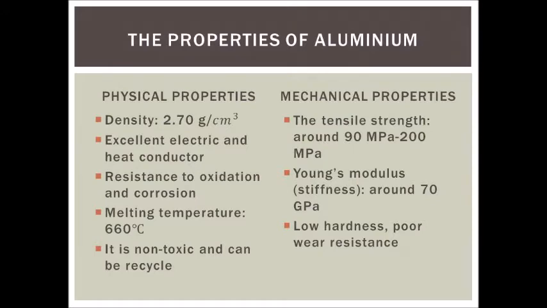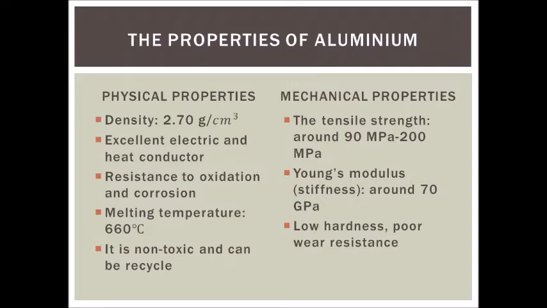So I'm going to explain my point, which is the properties of aluminium. Aluminium has two main properties, which are physical properties and mechanical properties. I'm going to show the table of the physical properties and mechanical properties. Okay, I'm going to start with the physical properties of aluminium.